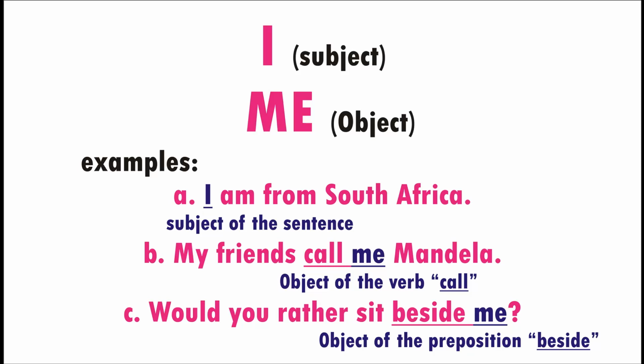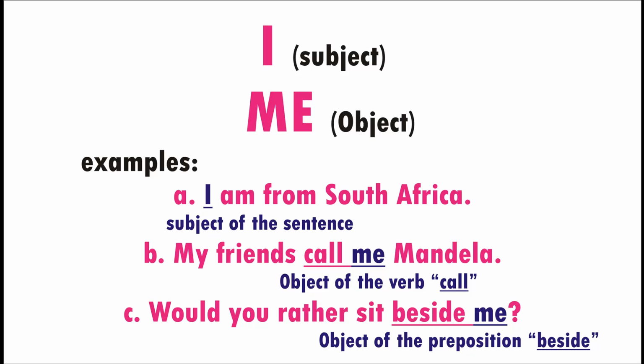For example, A: I am from South Africa. I in this sentence is the subject of the sentence. The sentence is all about the pronoun I, all about the person who is talking in this situation. In example B, my friends call me Mandela. In this case, me is the object of the verb call. And in example C, would you rather sit beside me? Me in example C is the object of the preposition beside.